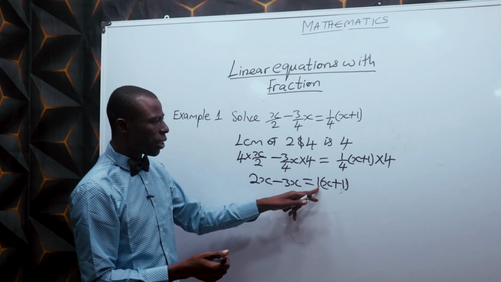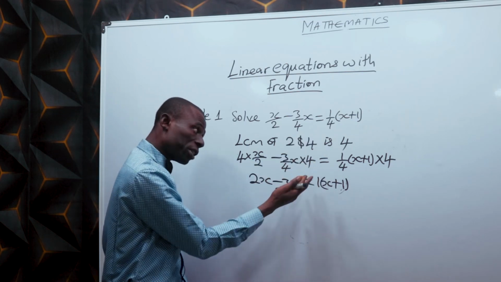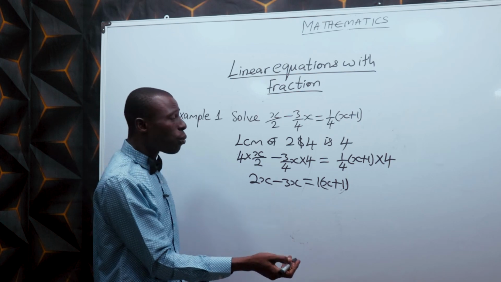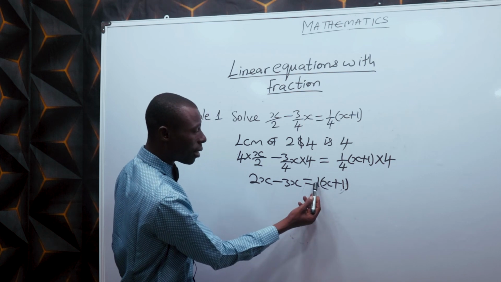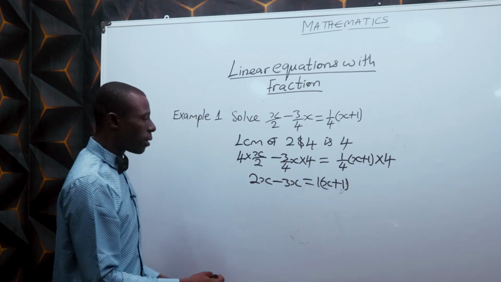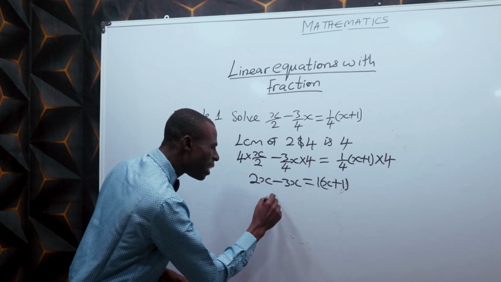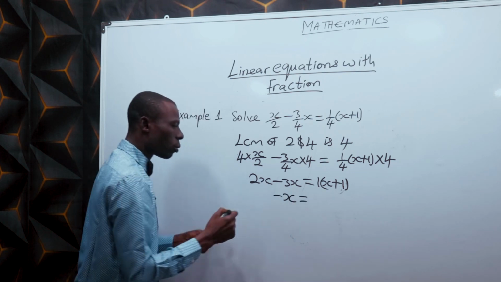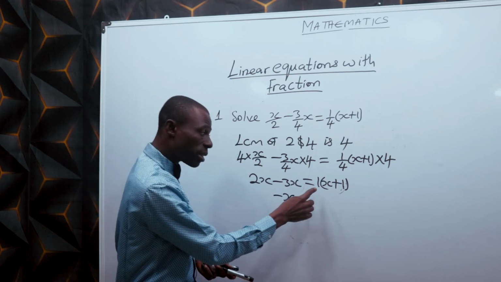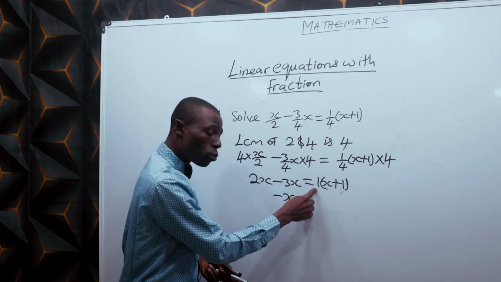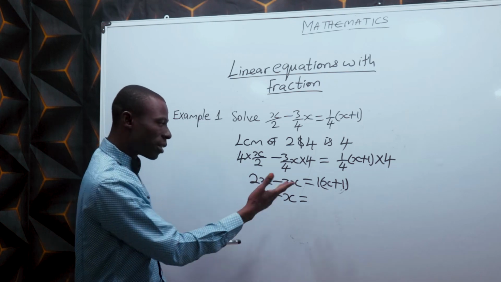This 1 that I retain, which is the numerator of the 4, I retain it in case of another time when it will not be 1. Let's assume it is 3 that is there. The 3 will be there to open the bracket. So 2x minus 3x gives negative x, which is equal to, use this 1 to open this bracket. Don't forget, if it is not 1, if it is 2, you use the 2 to open the bracket. If it is 3 that is there, you use 3 to open the bracket. But now it is 1.